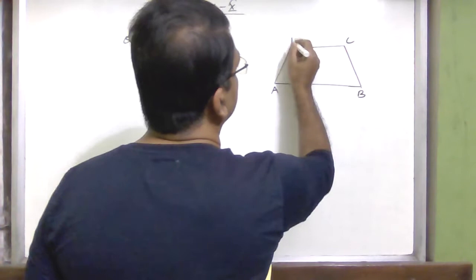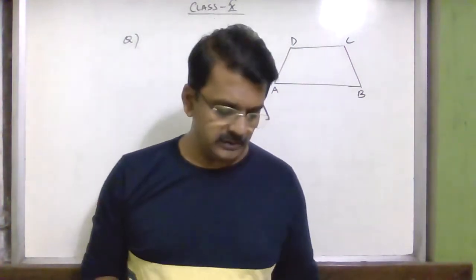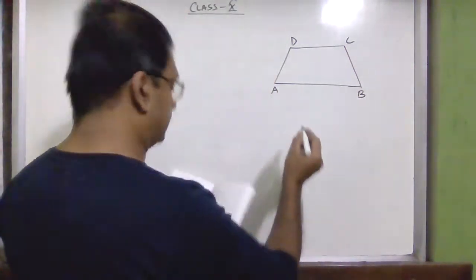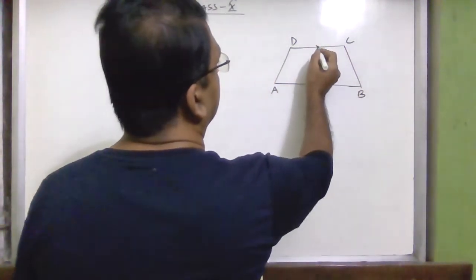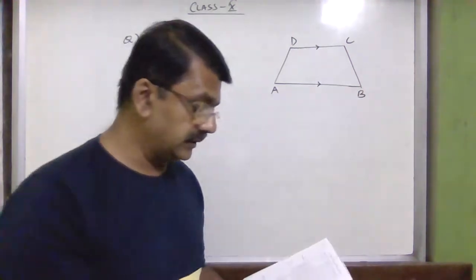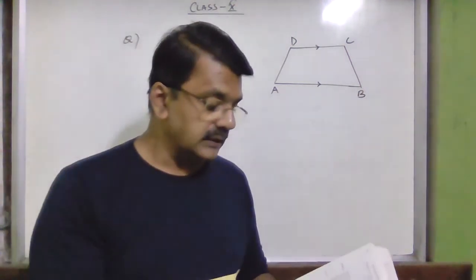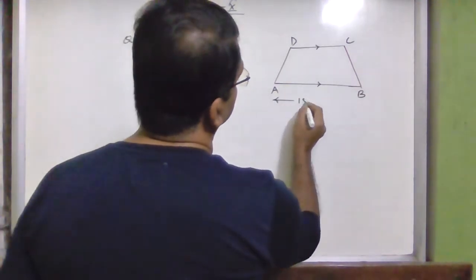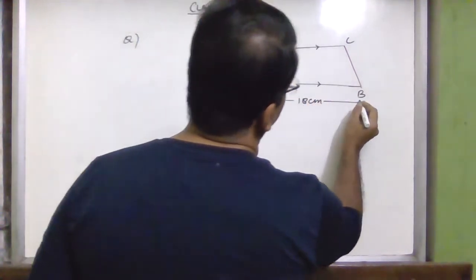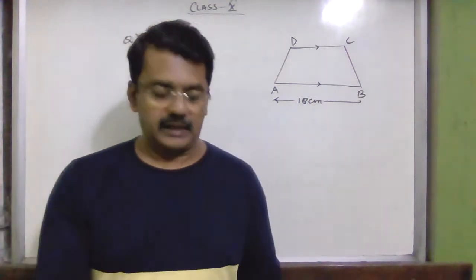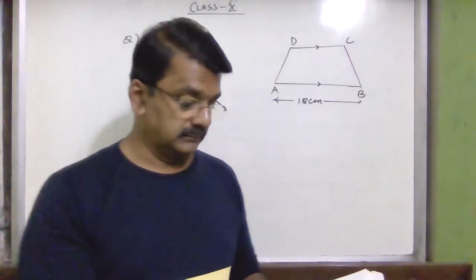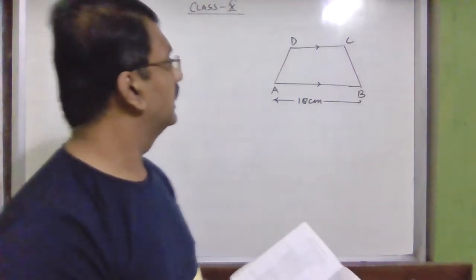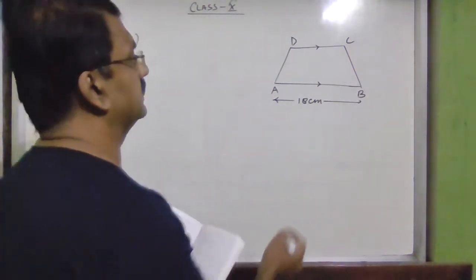ABCD is a trapezium, and it is given that AB is parallel to DC, as you can see. The length AB is given 18 centimeter, and length DC is given 32 centimeter.